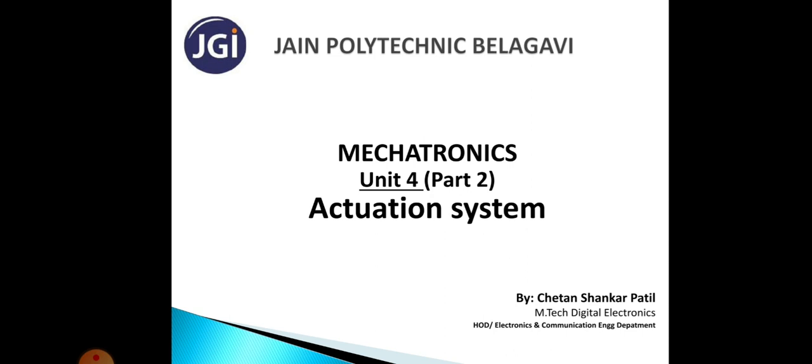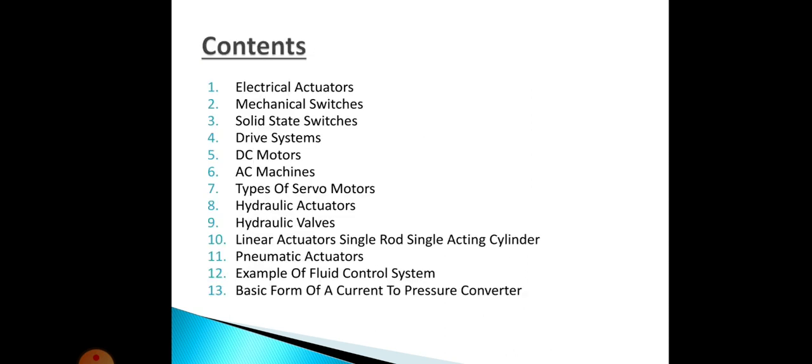So the contents we will be seeing here are electrical actuators, mechanical switches, solid state switches, drive systems, DC motors, AC motors, types of servo motors, hydraulic actuators, hydraulic valves, linear actuator, single rod single acting cylinder, then pneumatic actuator, example of fluid control systems, and the last one, basic form of a current to pressure converter.